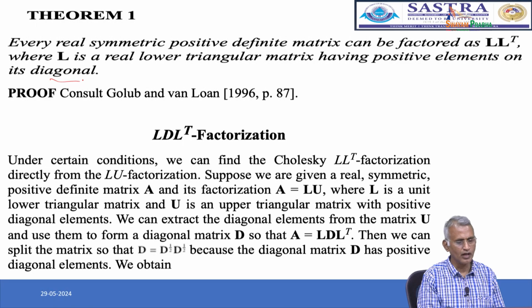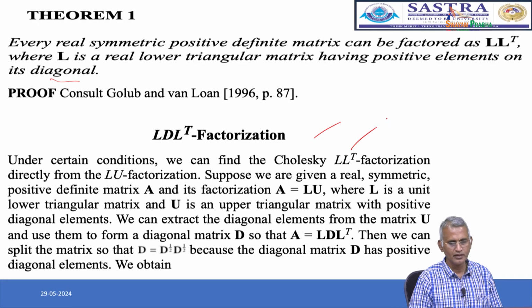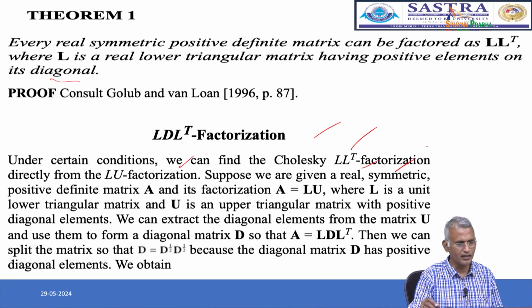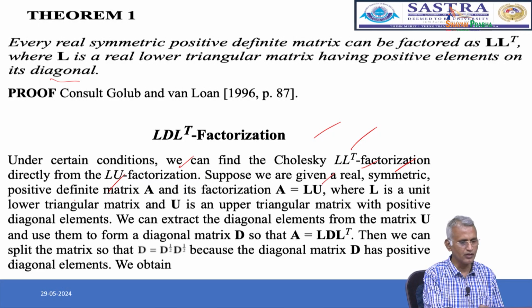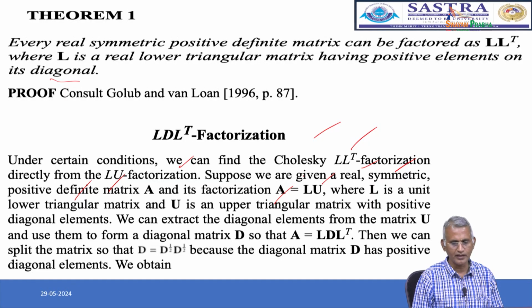Now you have to refer Golub and Van Loan, 1996, who published the LDL transpose factorization. Under certain conditions we can find the Cholesky LL transpose factorization directly from the LU factorization. Suppose we are given a real symmetric positive definite matrix A and its factorization A equal to LU, where L is the unit lower triangular matrix and U is the upper triangular matrix with positive diagonal elements.